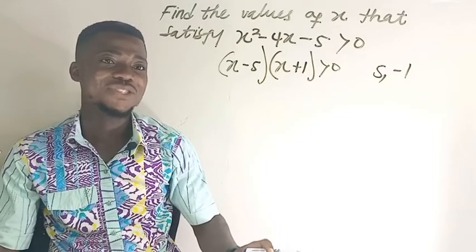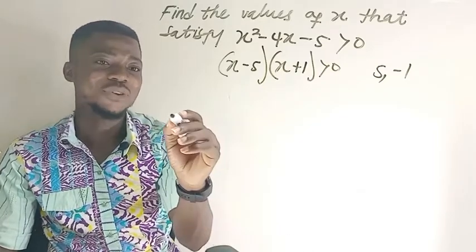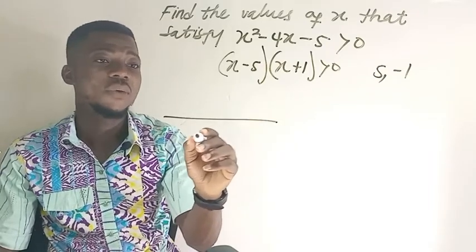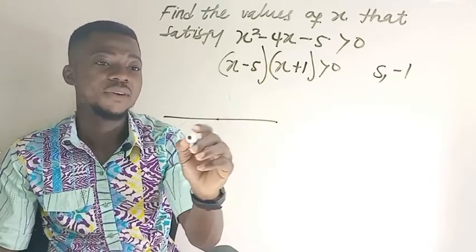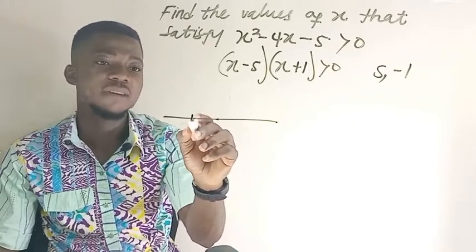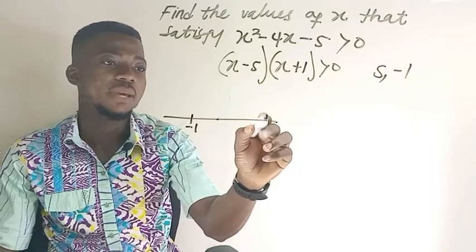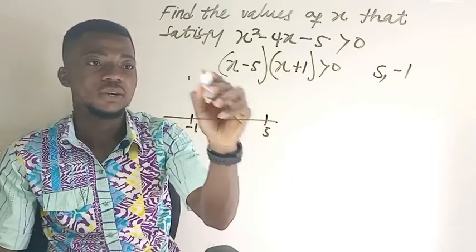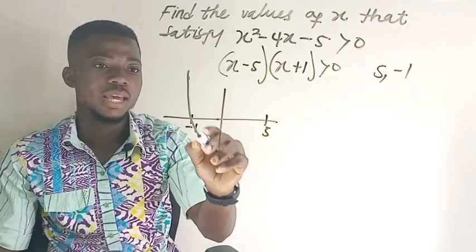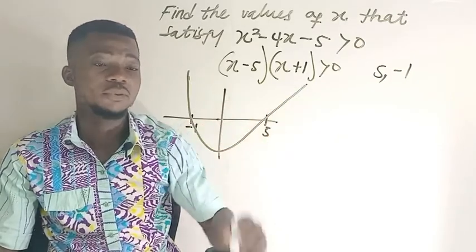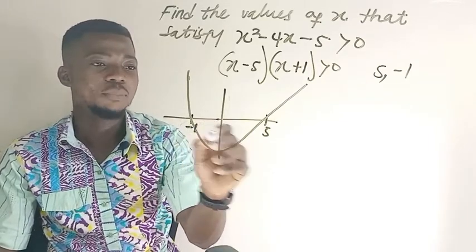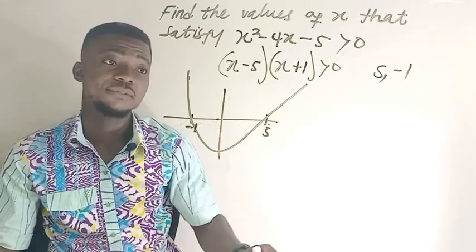Okay, so now let's draw our graph. Let me put a very low graph here. Let's make it 0. Then here will be the endpoint -1, then let me make it 5. If I'm to draw my graph, I'm going to have something like this. So these are the endpoints, -1 and then 5.